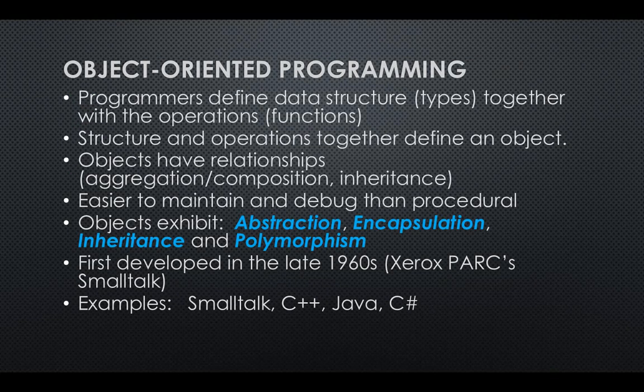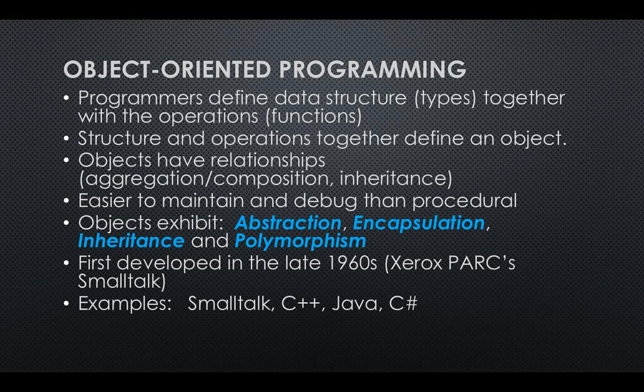So what is object-oriented programming? Object-oriented programming came along after high-level languages, so it can be seen as the next step after the high-level languages we just went over. Programmers define data structures just like they did with high-level languages, but they also define the behavior, the operations that modify those data structures at the same time. When we put the structures and operations together, that defines an object.